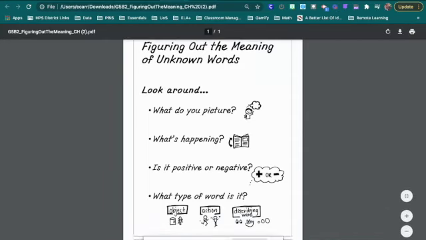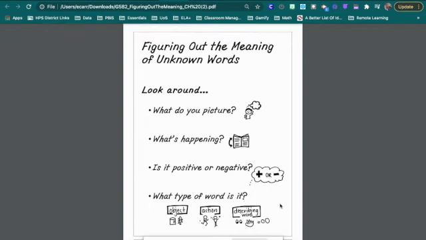This strategy is called looking for context clues. So when you're looking for context clues to figure out a tricky vocabulary word, that means you are really looking around the word, looking at all the other words around the vocabulary word to find some sort of clue as to what it might mean. So today in reading, you are going to find the definition of some tricky vocabulary words by using your context clues.